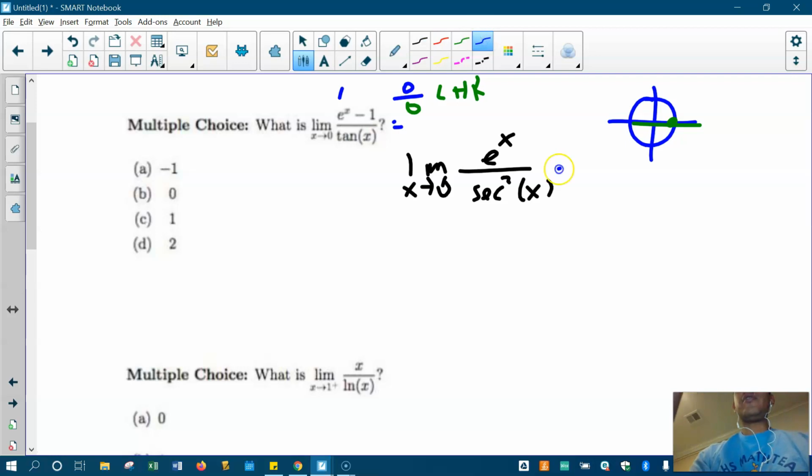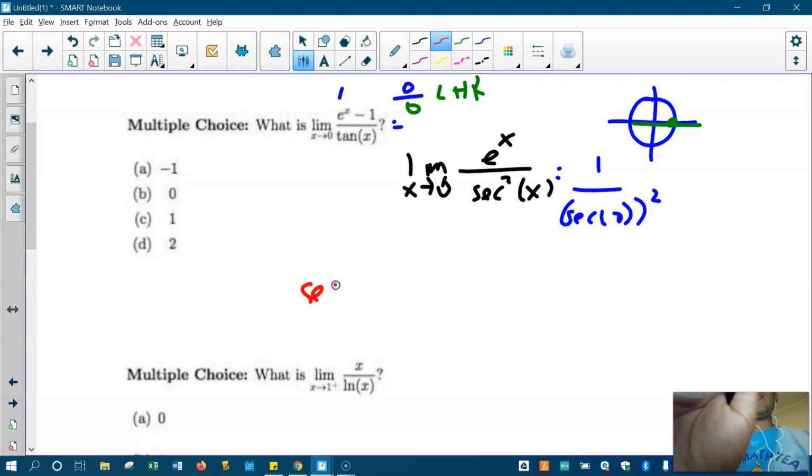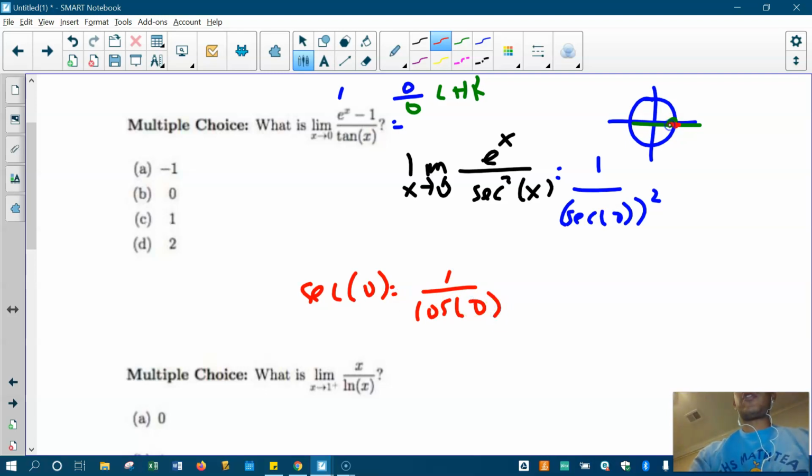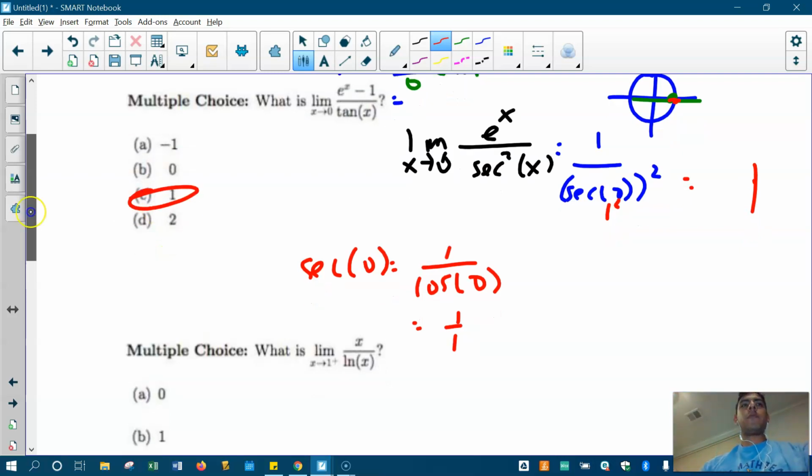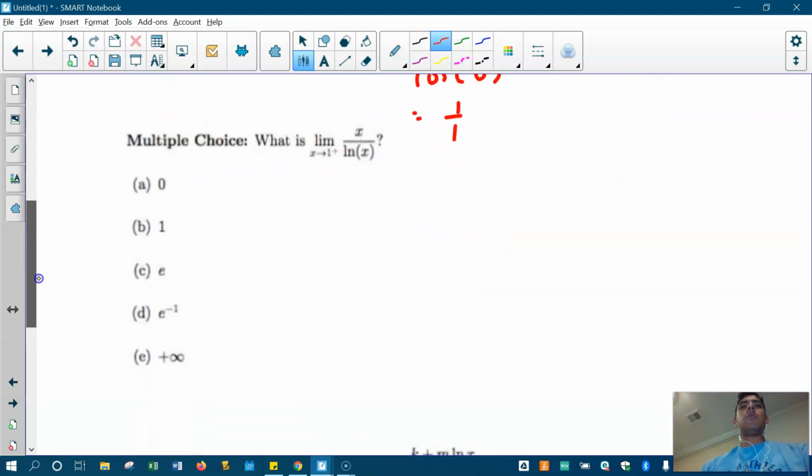Plugging in 0 again, we get e to the 0, which is 1, over secant of 0 squared. Well, let's just do some side work here. Secant of 0 is the same thing as 1 over cosine of 0. Cosine of 0 is 1. So this is 1 over 1. So when you square 1, you get 1. All together, you get 1. Let's go to this one.